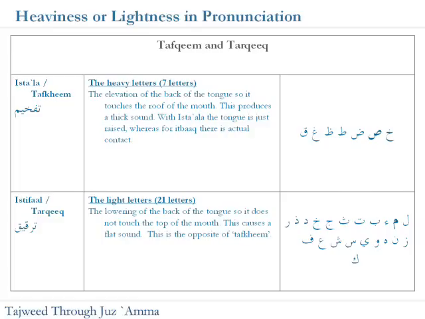The light letters then, the lowering of the back of the tongue so it does not touch the top of the mouth, this causes a flat sound, and this is the majority of the letters. And again, with these two characteristics, we'll have a separate lesson on them. So we've got the meme here, so if you say ma, generally the back of the tongue is lowered, i.e. the letters are not heavy.